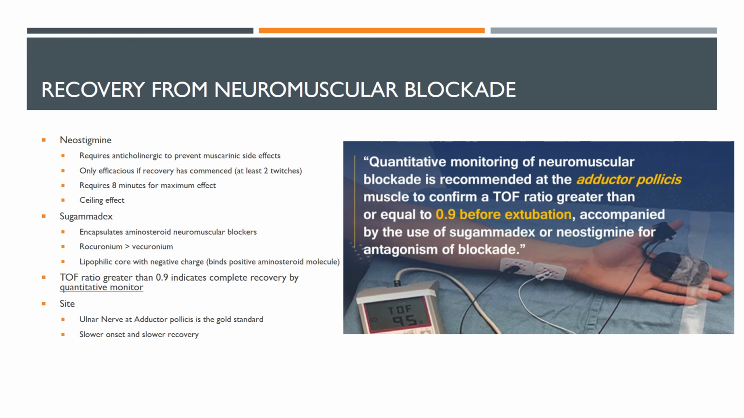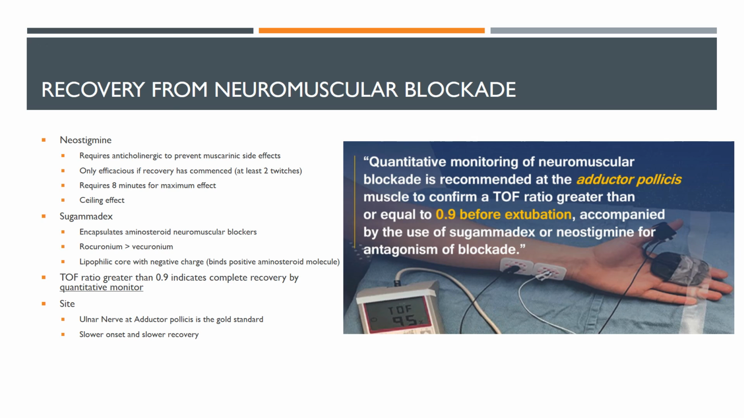Other topics regarding recovery from neuromuscular blockade could be the site of testing and also qualitative versus quantitative monitors. So the gold standard for monitoring is to have a quantitative monitor which shows a train of 4 ratio. We look for our train of 4 ratio to be greater than 0.9, and this indicates full recovery from neuromuscular blockade.